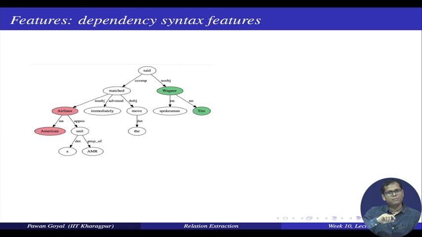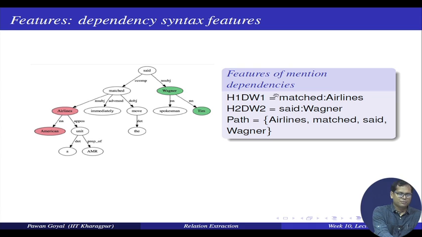It can be maybe what are the words that are occurring in this path, or what is the complete path altogether. So here, what is the dependency head word for word 1? You had Airlines, matched. Airlines, matched is the dependency for word 1. For head word 2, you have the dependency Said and Wagner. So this can be a feature, the immediate dependency feature: matched airlines, Said Wagner. Then what is the path? Airlines matched Said Wagner. And you can also think of some other features: what is the label they are at in that dependency graph, how many different words they are connected to, and so on.